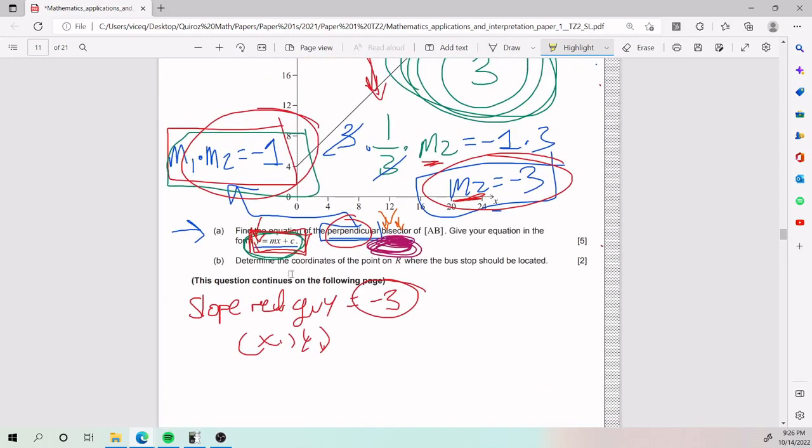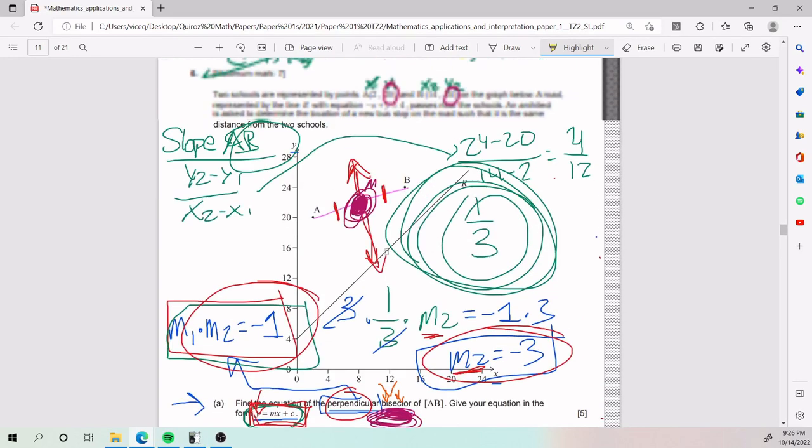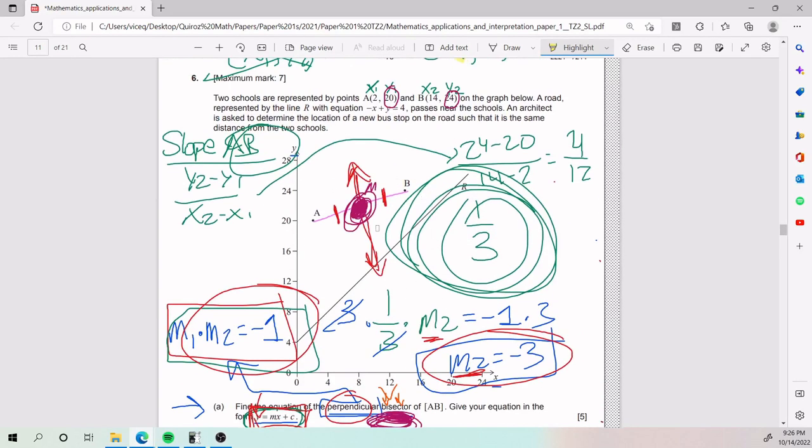Part B tells us to determine the coordinates of the point on R where the bus stop should be located. All right, so because this is the perpendicular bisector, the guy in red, wherever that lands here is going to be equal distance from both schools, ¿cierto? Why? Because the kids will drop off here, walk the same distance, and walk the same distance again from A to B. And so that's fair. It's completely fair. They are walking the same distance. In fact, this and this would also be the same distance.